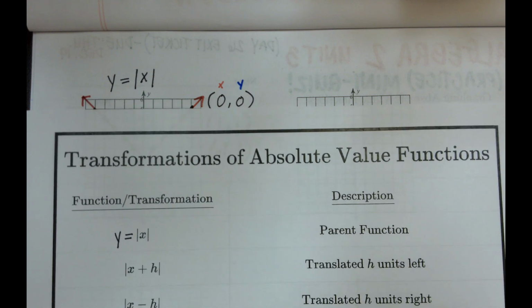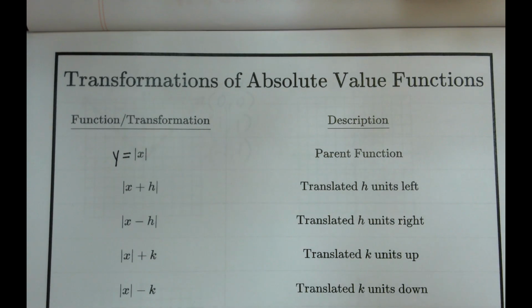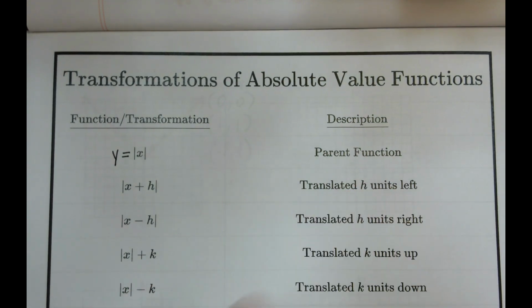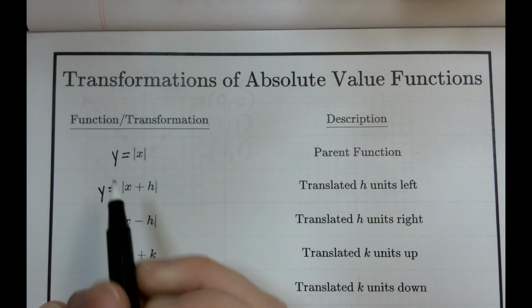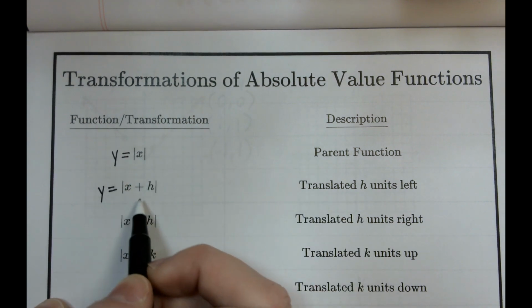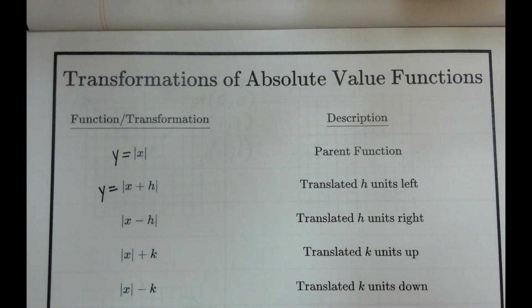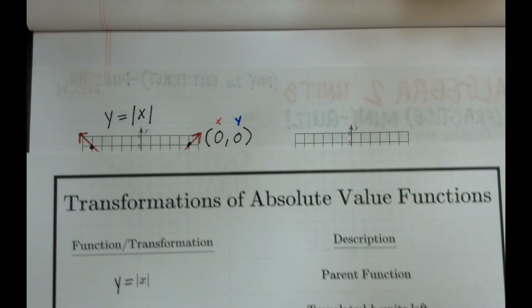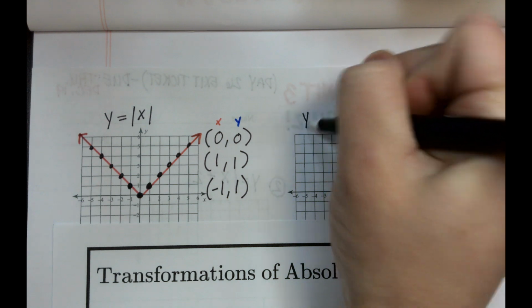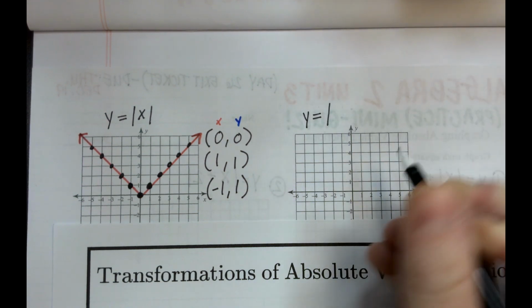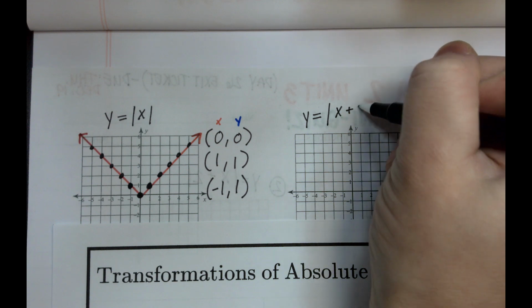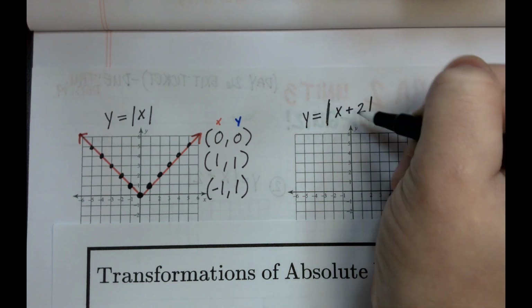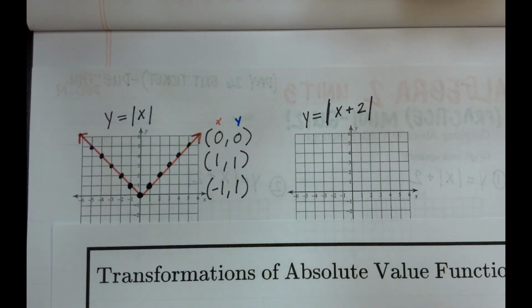Now let's look at the next item on our transformations of absolute value functions, that sheet I gave you. Let's look at y equals the absolute value of x plus a number. So for example, let's do y equals the absolute value of x plus 2. And that plus 2 is inside the absolute value bars.